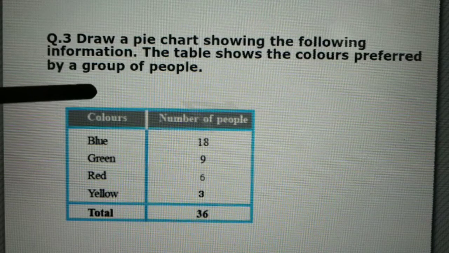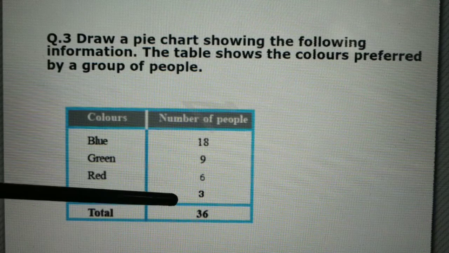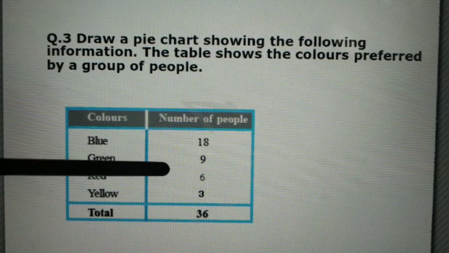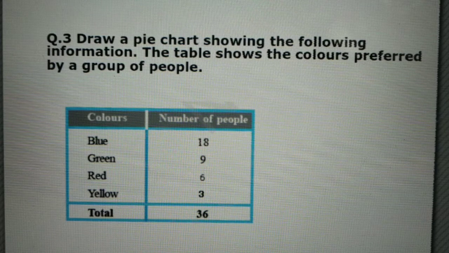How can we draw a pie chart? We have to change the given number of people into angles to draw a pie chart on a circle. You know very well, as we have done in the previous question, how we can change the given data into angles. Let us start with the solution.